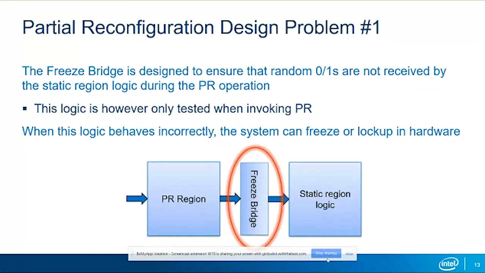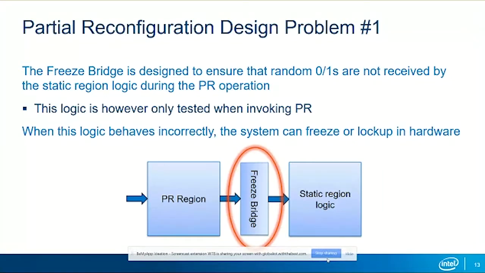Now, the unique thing here is the operation of how this works. You'll only really test this during a PR operation, because that is the point at which you're actually going to activate the mux to force it to a known condition. So as mentioned, if this logic isn't working adequately, your system can freeze or you'll lock up the hardware.